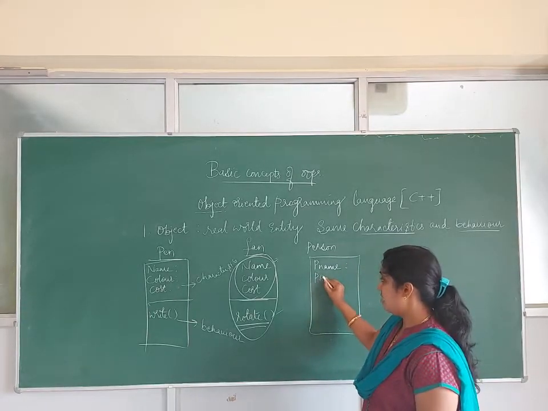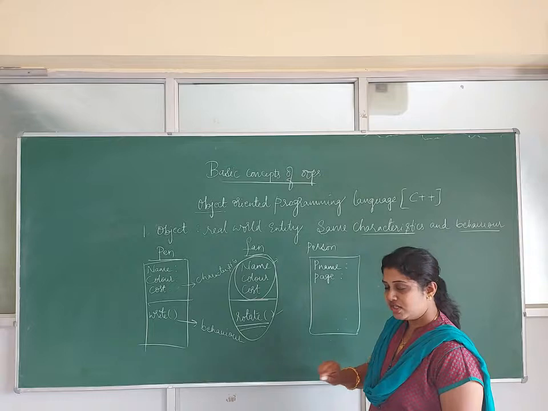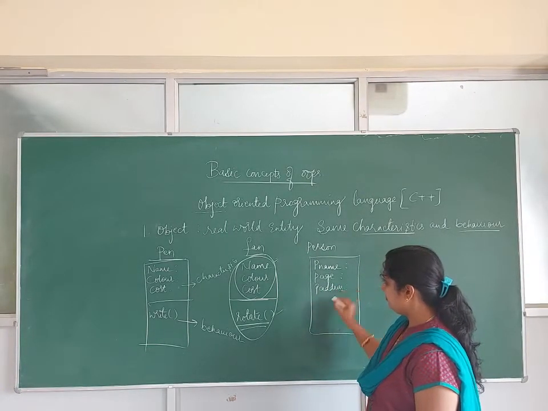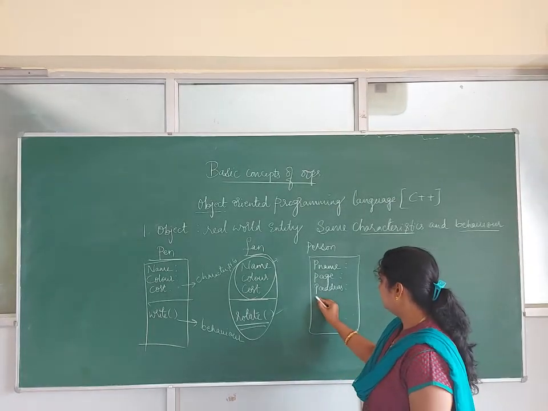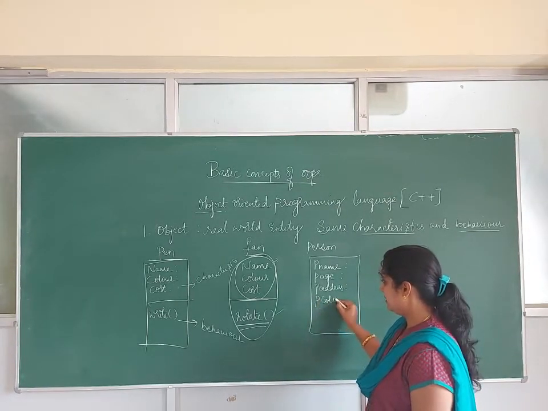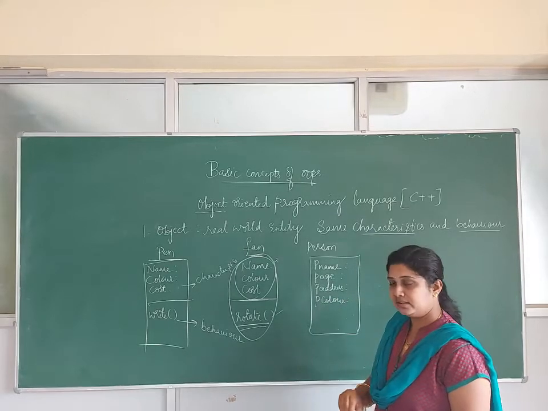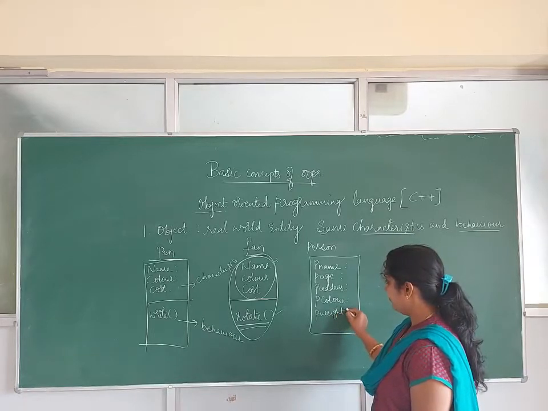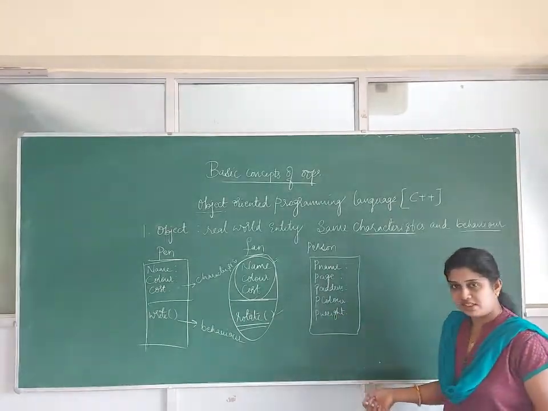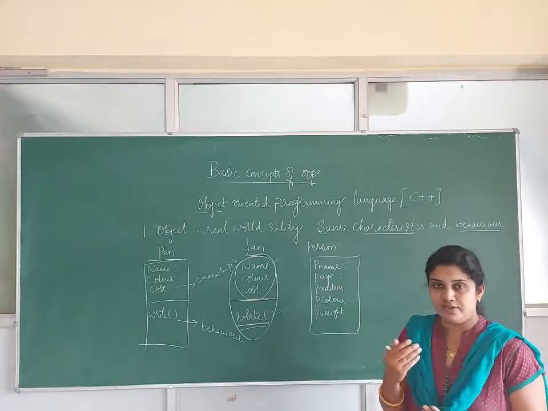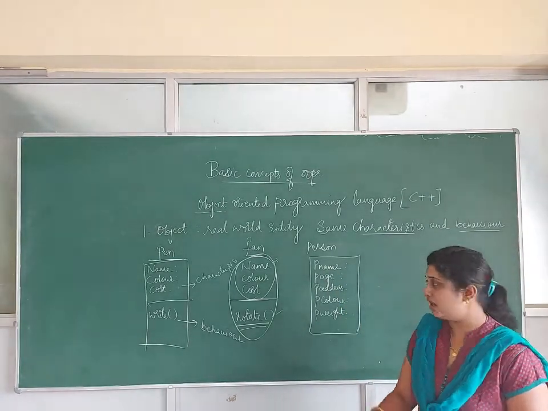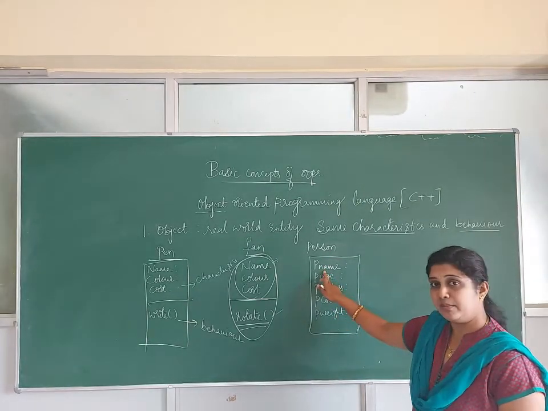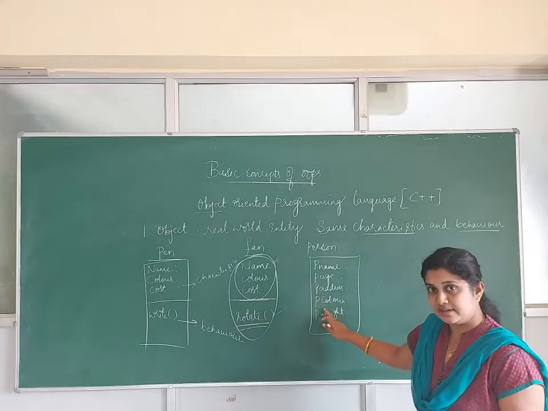Then person age, then person address, then person color, then person weight, etc. Okay, here we cannot consider cost and all. So if you are taking a person as an object, from the person I have derived the characteristics like person name, person age, person address, color, weight.